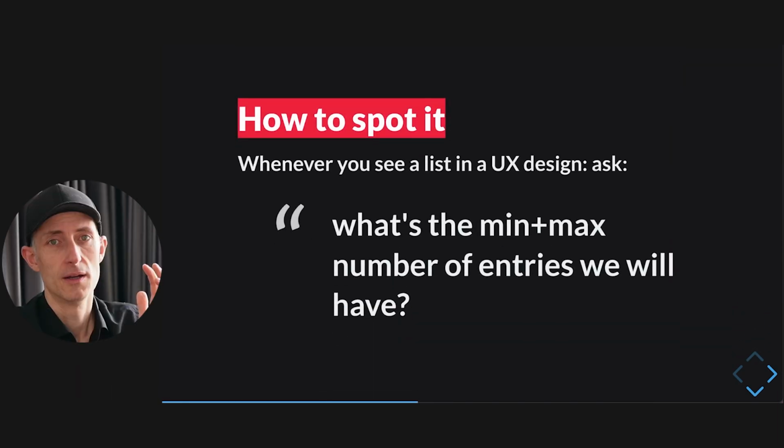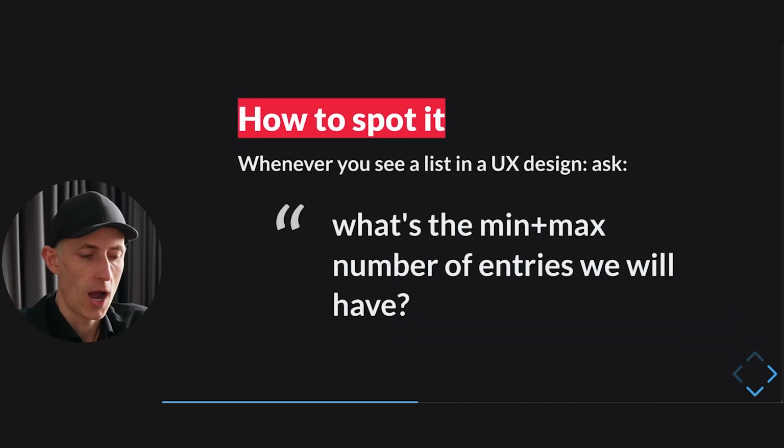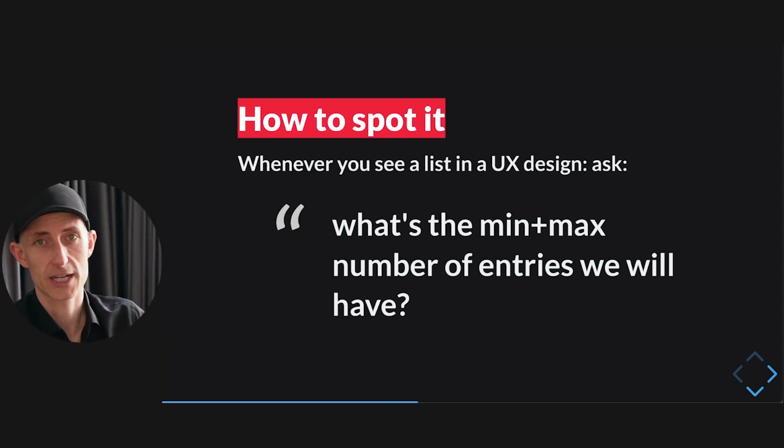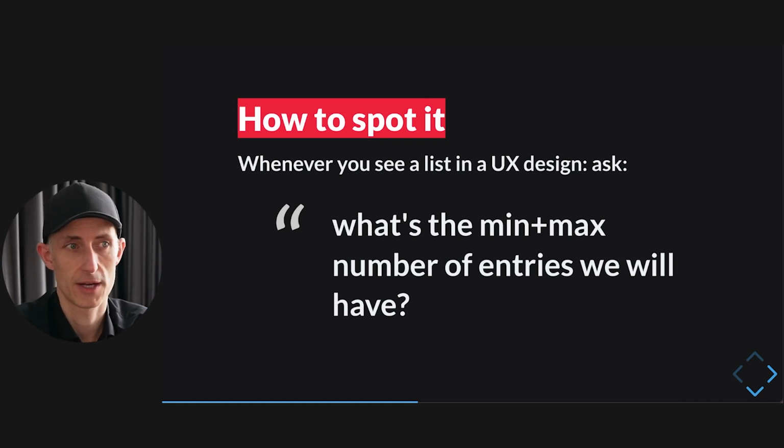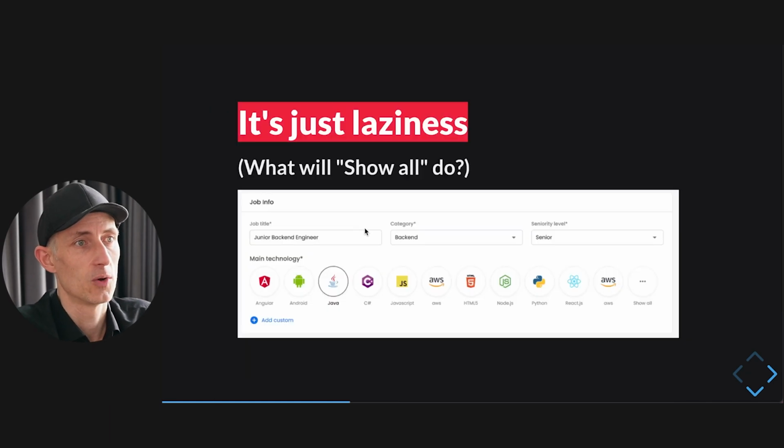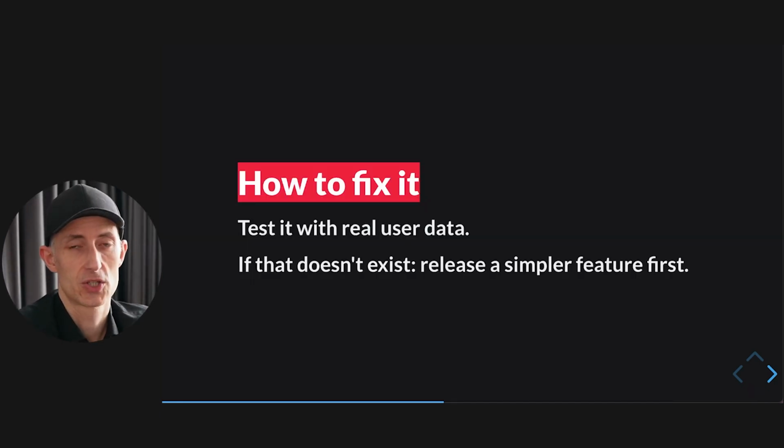What you can do about it as a product manager is ask yourself, how many minimum entries would I need for this to look good? And how many maximum entries do I have? If you have the number of maximum entries, you would also solve the problem that we had earlier in this slide, where you don't actually know how many different programming languages you have here. And the real fix for that is to work with real user data.